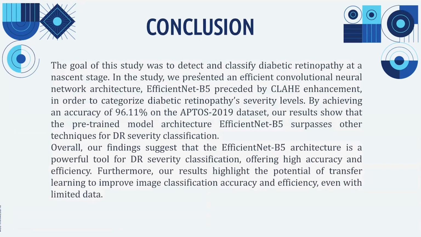So to conclude, we presented an efficient convolutional neural network architecture, EfficientNet B5, preceded by CLAHE enhancement to categorize diabetic retinopathy severity levels. We have achieved an accuracy of 96.11% on the Aptos 2019 dataset, and our results show that the pre-trained model architecture EfficientNet B5 surpasses other techniques for DR severity classification.